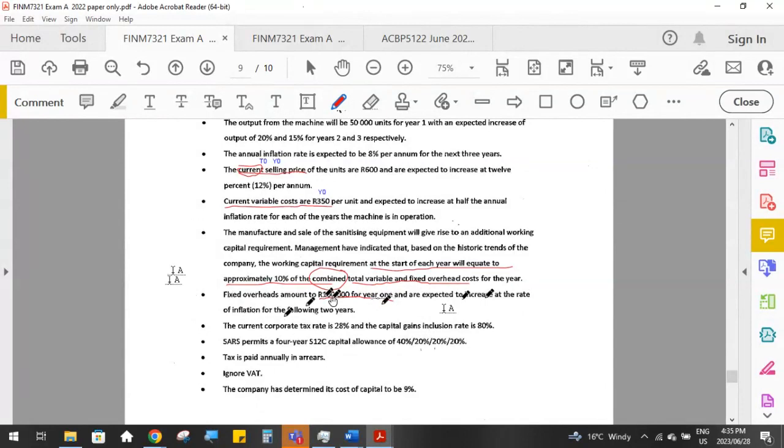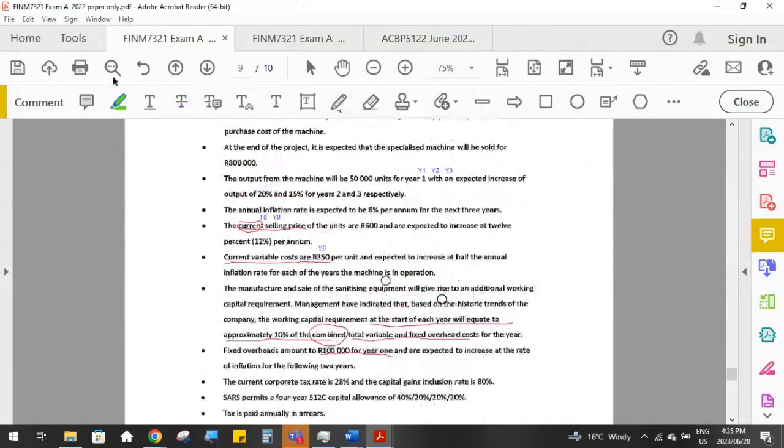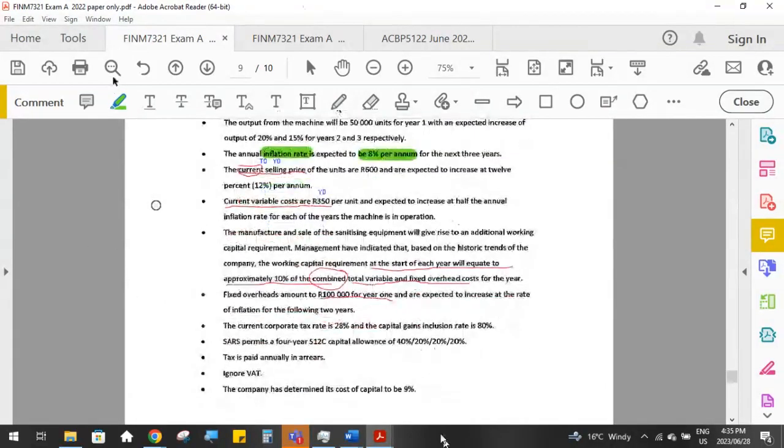And then expect it to increase at the rate of inflation for the following 2 years. So 100,000 will be in the year 1 column, and then year 2 and year 3, you will increase by 8%. You can also see how important it is that in a couple of places they've referred to the inflation rate. If you did not take your highlighter while you were doing your read through and highlight annual inflation rate when you read it, so that your eye can quickly go back and find this, so that you can do these other calculations where you need to use the inflation rate, you are wasting time.